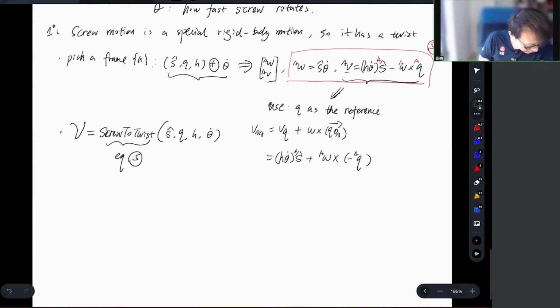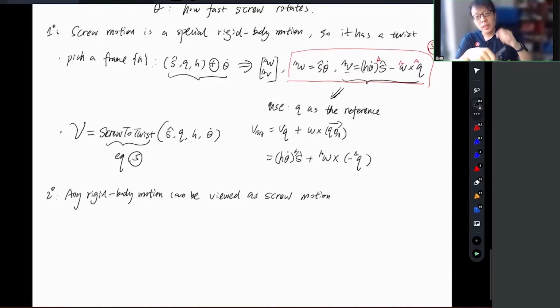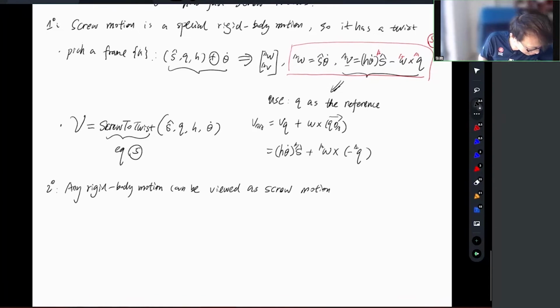That's a fact. Another fact is the following: any rigid body motion can be viewed or realized as a screw motion. This goes in two directions. The first one says the screw motion is a special rigid body motion. The second tells you that any rigid body motion can be thought of as a screw motion. It does not lose any special cases. You cover all the cases of rigid body motion. It can be viewed this way at least.